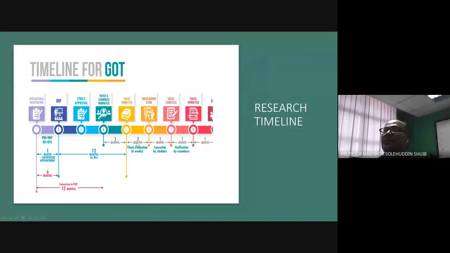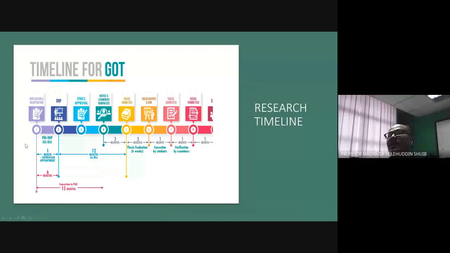This is the timeline for GOT. GOT means starting from the physical registration until the student obtains the CMAT letter. If we want our students to have GOT, we have to brief the supervisors in our department or faculty, so that they can plan for the students to follow this timeline. This is the suggestion given from our experience so that our students will have GOT.